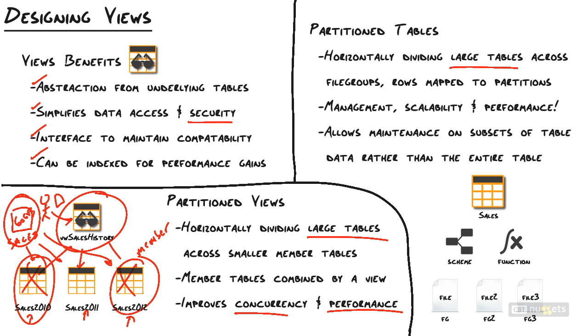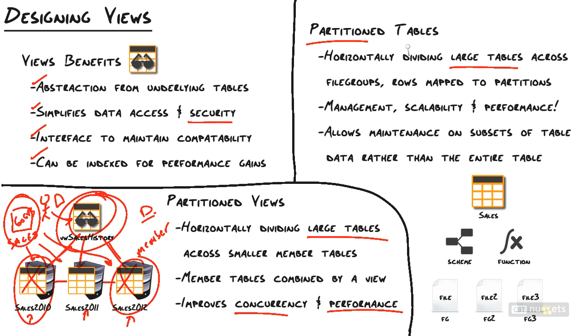We could really take this to the next level and set up what are called distributed partition views. And you do that by placing your member tables on separate instances of SQL Server, set up a linked server, and then your view just pulls all that data together across the tables that are on separate instances of SQL Server. So that's called a distributed partition view, and that's how you could introduce scalability into the mix.